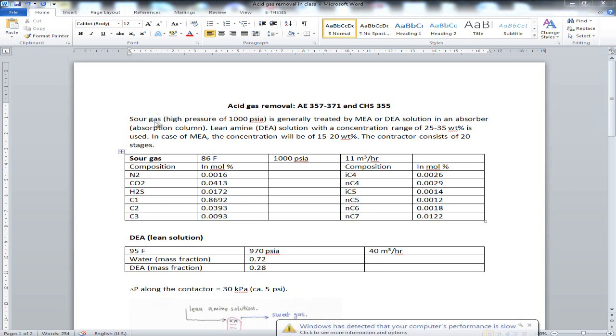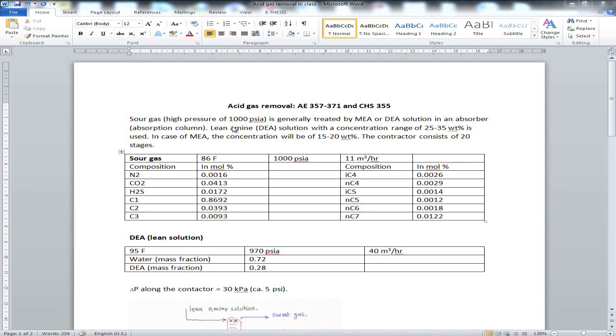When we're talking about sour gas or acid gas, we refer to any gas that contains a significant amount of hydrogen sulfide, in particular in natural gas. The sour gas can be treated by MEA, methyl-ethanolamine, or DEA, diethanolamine. This will be in solution, and the treatment will be in an absorber or adsorption column.